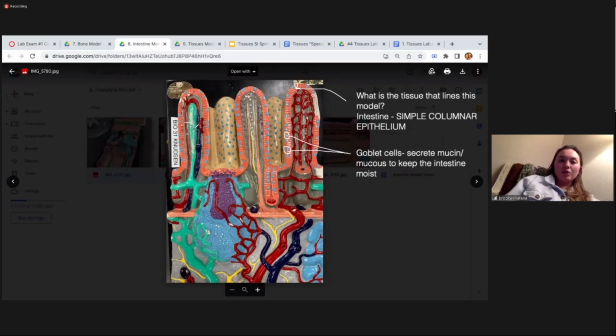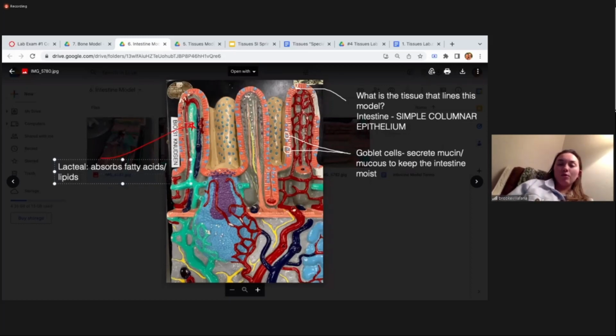The blue structure, let's grab a different color. The blue structure you see right here, this little blue structure, is our lacteal, right? Our lacteal absorbs fatty acids or lipids, right? So if you eat food and it gets into your intestines, the fatty acids or lipids from the food are getting absorbed into the lacteal.